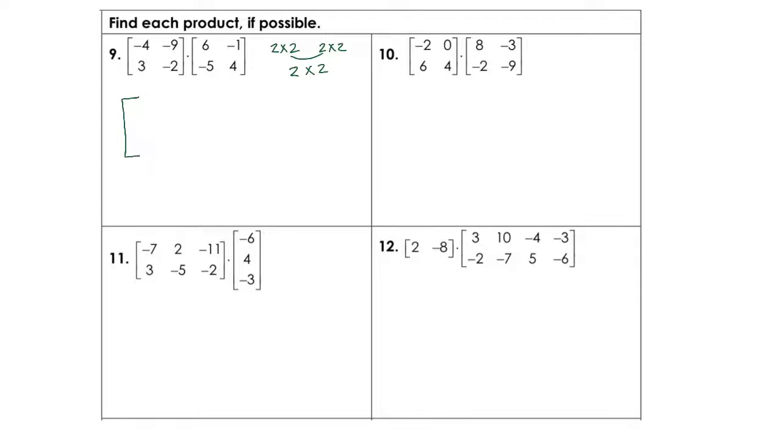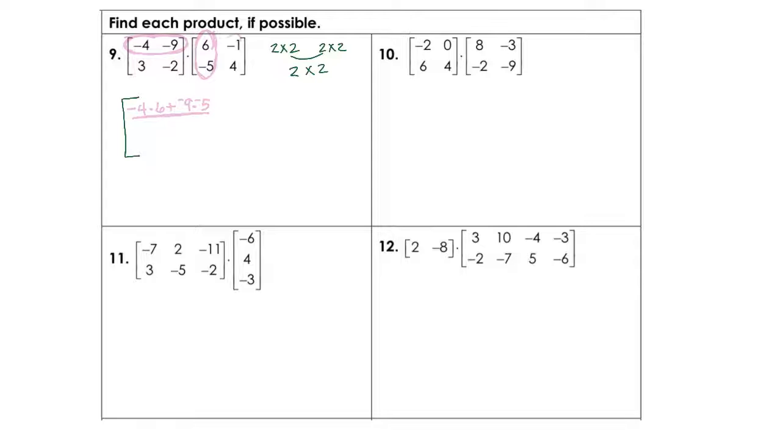So to multiply these, you have to be super careful. What you're going to do is take this entire row and multiply it by this entire column, and you match up number to number in your multiplication. In other words, you're going to say negative 4 times 6 plus negative 9 times negative 5. After you find that sum, that is your first element. And we'll go back and number crunch it here in a minute.